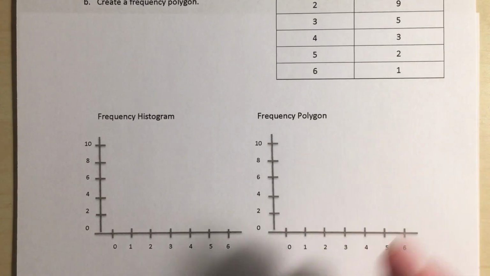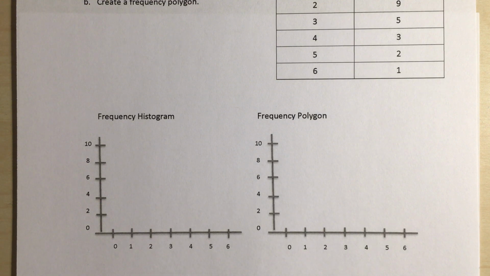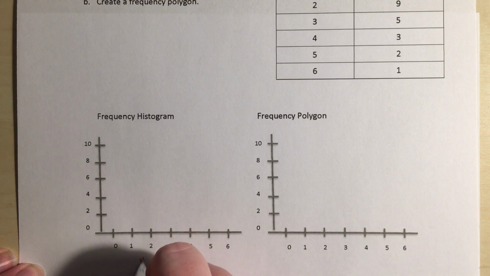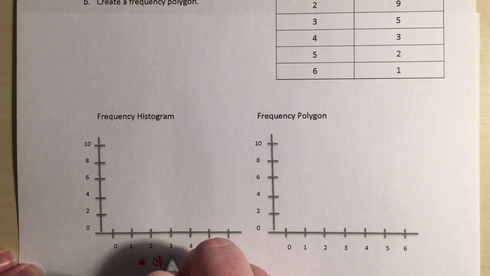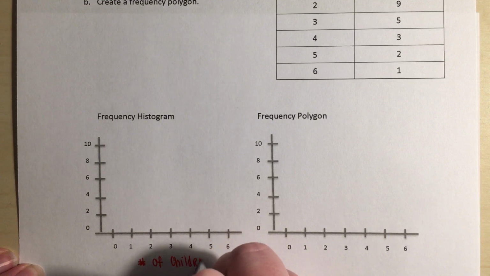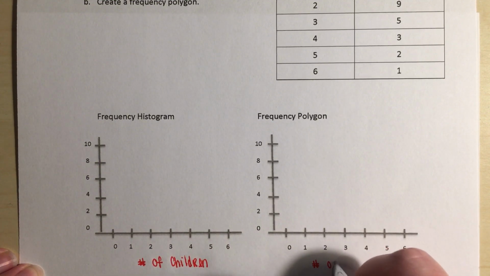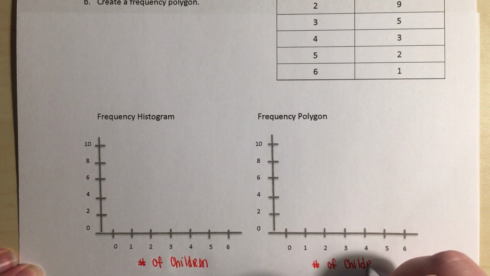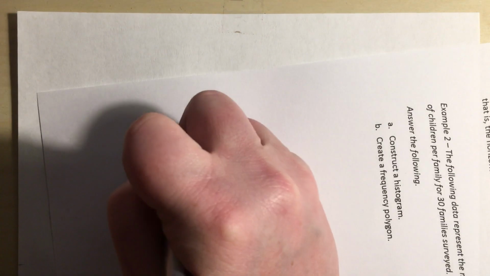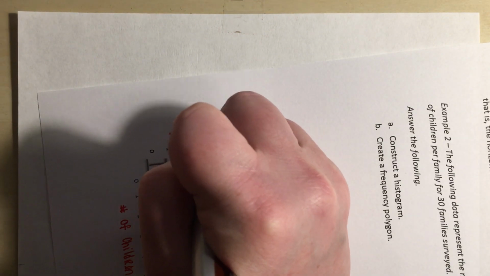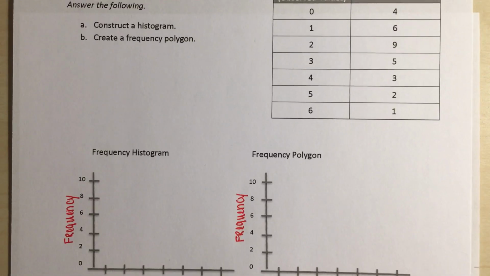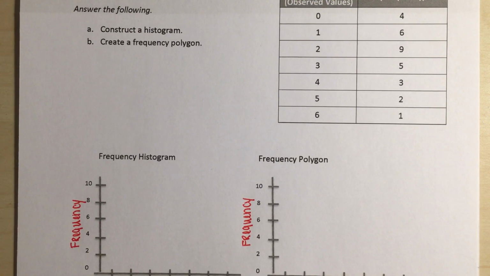So when we come down to these here, the first thing I'm going to do is label my axes, and they're both going to be the same. So my horizontal axis is my observed values, right? So it is the number of children. And then my vertical axis again is frequency.